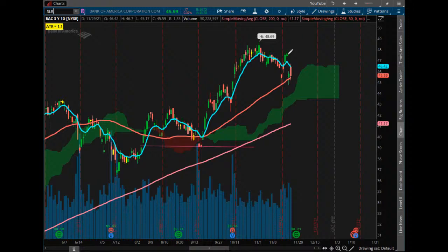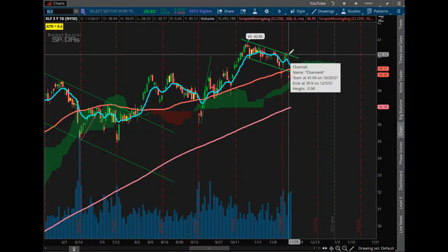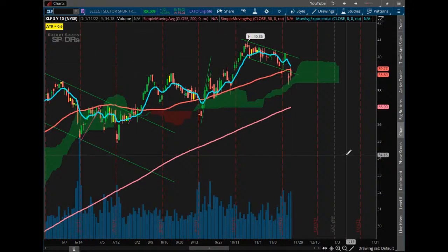Definitely the XLF, right? So the financials are definitely a sector to look at. We've had this failed flag breakout. We did get a nice bottom channel to the top of the channel move, but then we rejected off of the top of the channel, and now we're back below it again here today. It looked like it tried to get in there, rejected the 50-day, back below it. So this definitely leaves some of the banks suspect, and it's definitely one to look at.